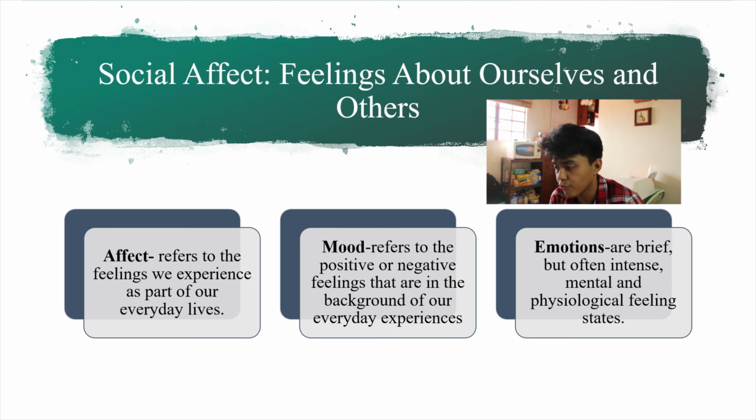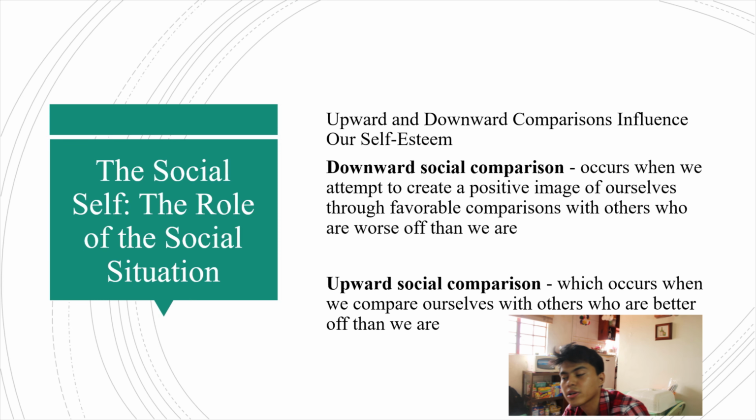And emotions are brief but often intense mental and physiological feeling states. So comparing ourselves with other people has an influence on our self-esteem. One example is Asian mothers comparing our grades to other family members, and we can classify these social comparisons into two. One is downward social comparison. It occurs when we attempt to create a positive image of ourselves through favorable comparisons with others who are worse off than we are. So an example is I have higher grades than the person in the back.